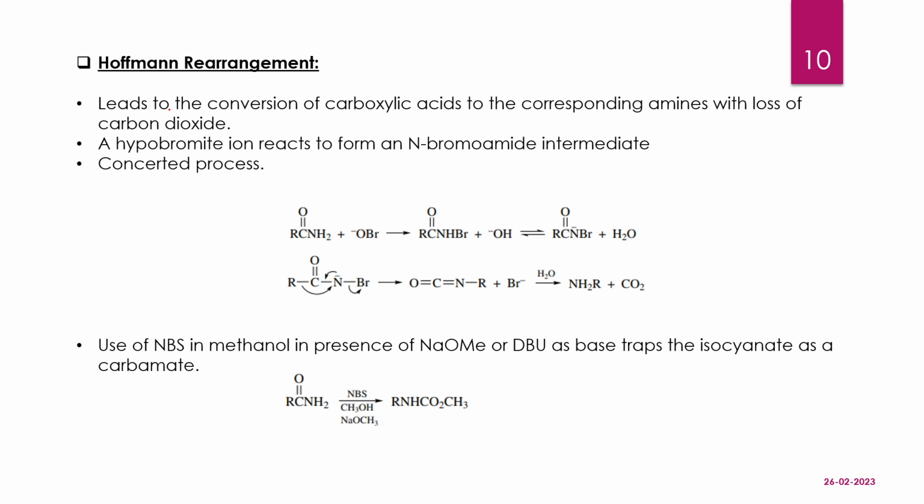So what is happening? Just see this first. This amide will react with this hypobromite ion to give the N-bromoamide intermediate. This N-bromoamide intermediate undergoes rearrangement: this will shift here, and bromine will get removed, and we'll get this type of isocyanate intermediate, which after addition of water will give the acid, and after removal of carbon dioxide we'll get the amine as our product.